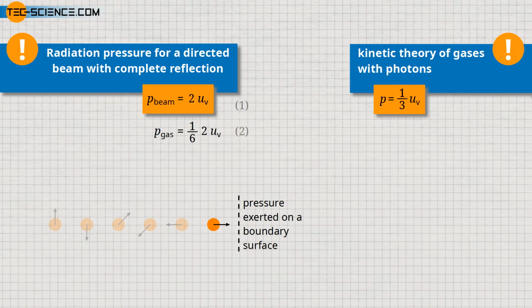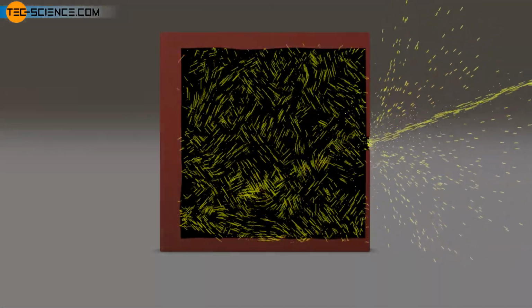So we see that in this way we get the same relationship between the radiation pressure and the energy density of a photon gas. One could now argue that cavity radiation is not based on a complete reflection, and thus equation 1 is not valid at all. Rather, a blackbody or a cavity radiation is a complete absorption of the radiation.